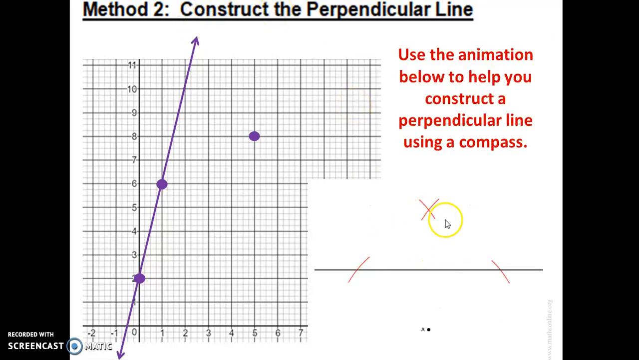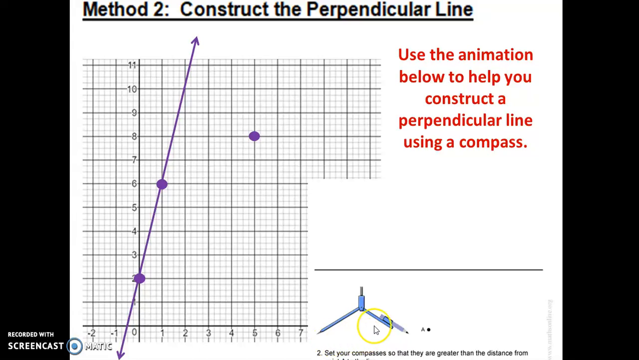This time we're not going to calculate it, we're going to construct it. So here is an animation that's going to show you how to do this construction. Here are the steps. You begin at some point A. So this point A is like our point A here. You're going to take your compass. You're going to make sure the compass is open wide enough that it's more than the distance from A to the line. Put the compass point there and draw an arc here, draw an arc here.